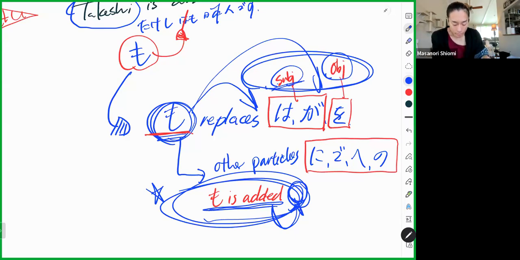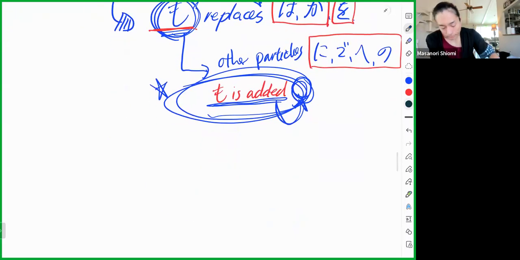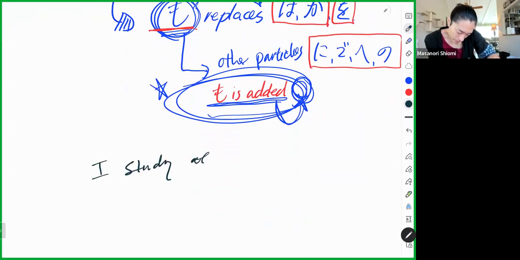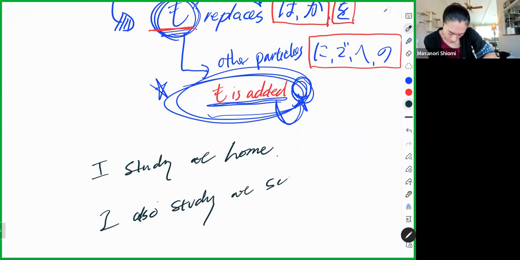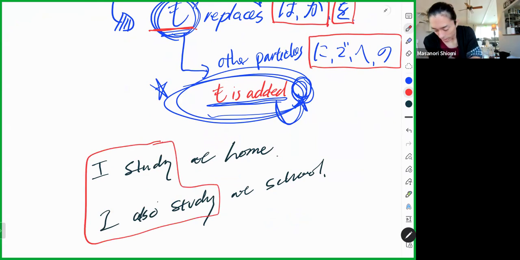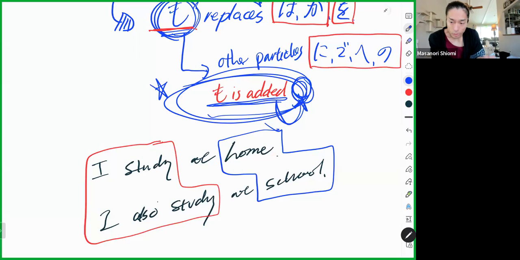Okay? What I mean is, for example, I study at home. I also study at school. In this case, what's the same info? I study. What's the contrasting info? Home and school. And where do we put mo? After the contrasting info, right?